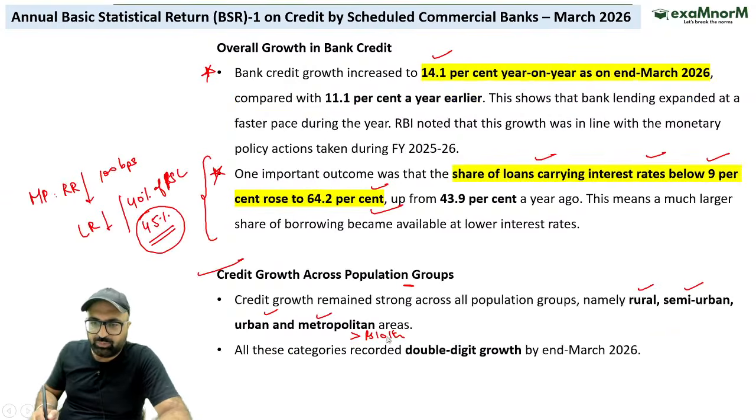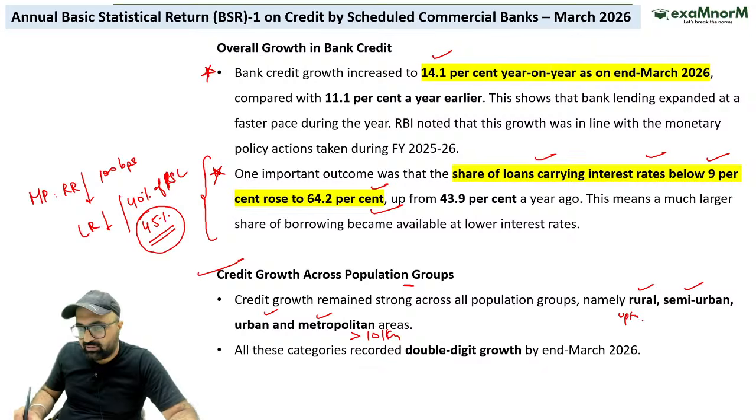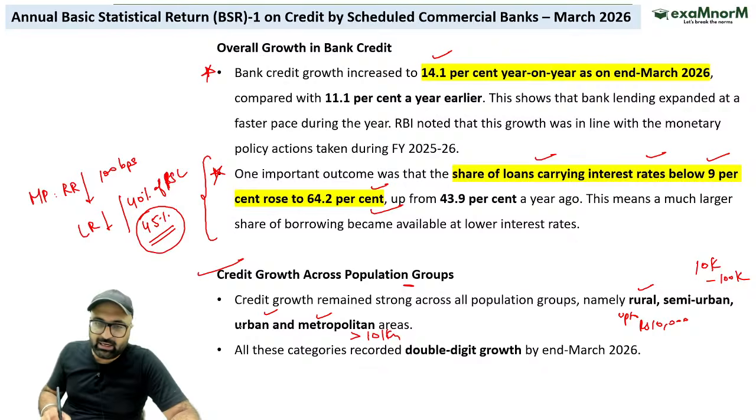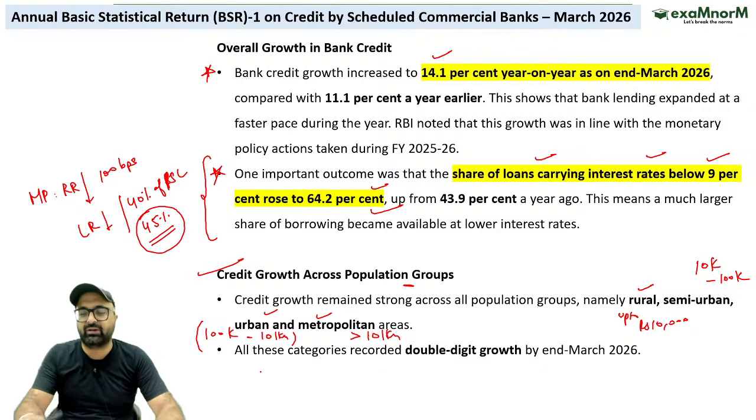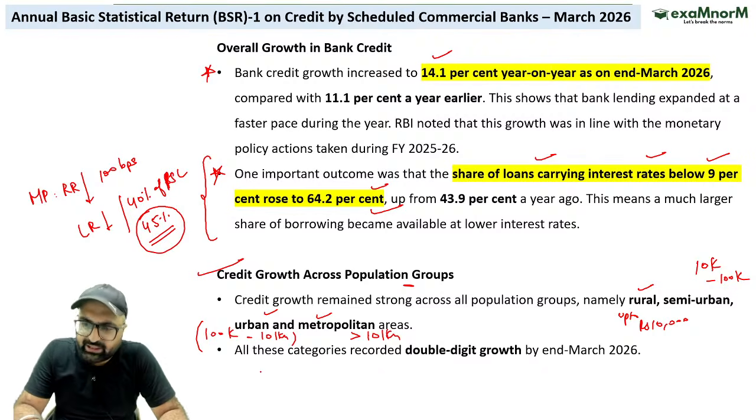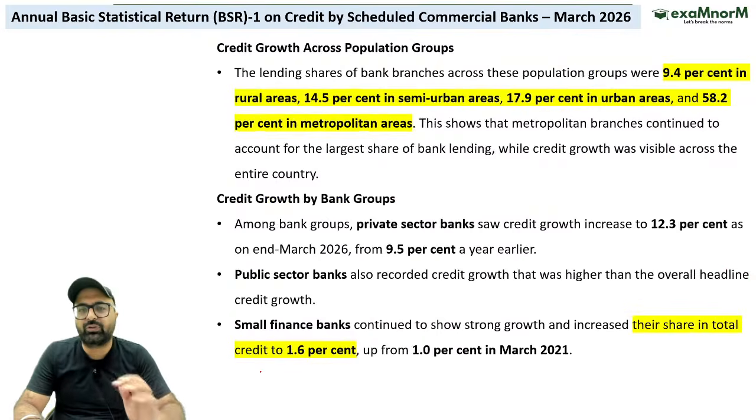ठीक है जी, I hope this point is clear. तो अगर ये question पूछ लिया जाए regarding the population, it is up to 10,000 rural, semi-urban is 10k to 100k, and urban is 100k to 10 lakhs. और अगर 10 लाख से ज्यादा होगा तो उस केस में we will be giving it a title of metropolitan city. That is absolutely clear. Okay, moving on to the next point.